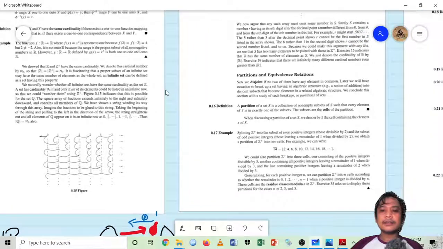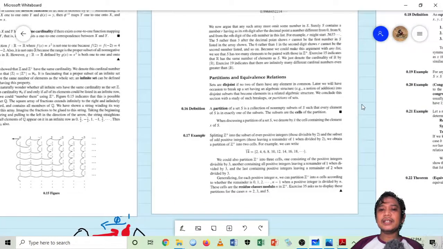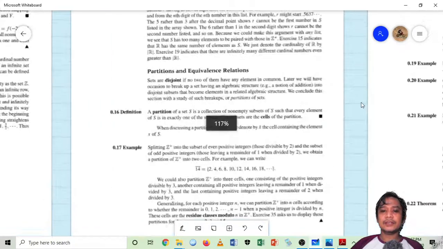Next, let us talk about partitions and equivalence relations.